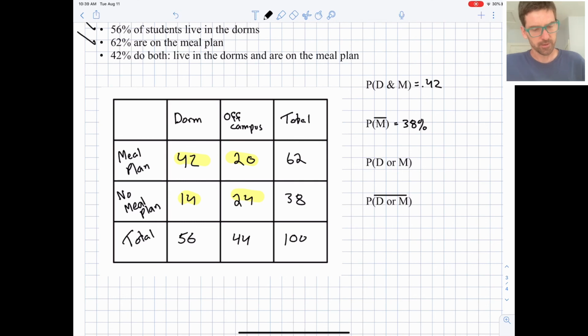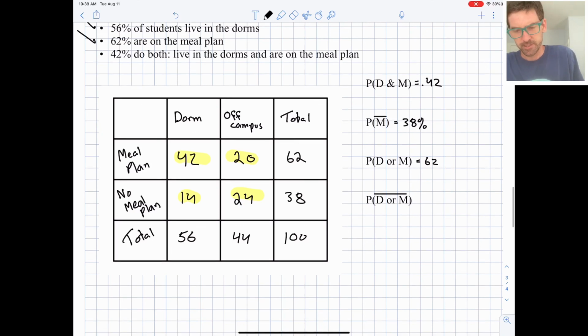Probability of the dorm or the meal plan. So remember here we could use our formula. 62 is the meal plan plus 56 for the dorm minus 42 both, and that's 76%. And then not that, which is the complement, is going to be 24%. All right, so maybe you can think for yourself about which one's easier to use. Is it the Venn diagram or is it the table? Which one do you like better? That's a good place to stop.